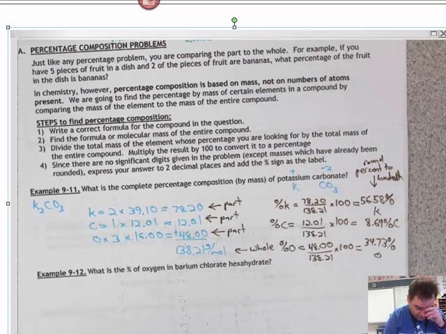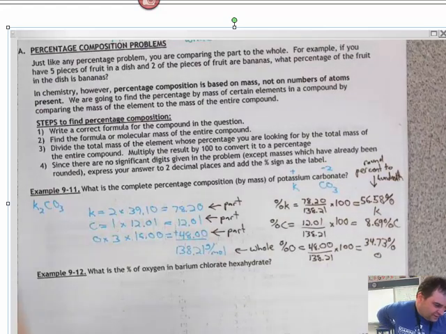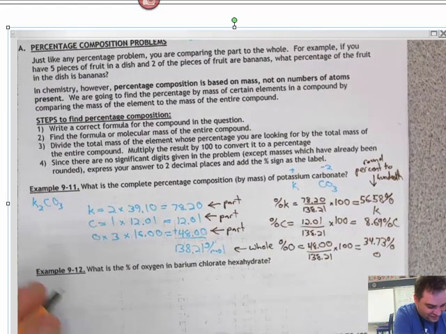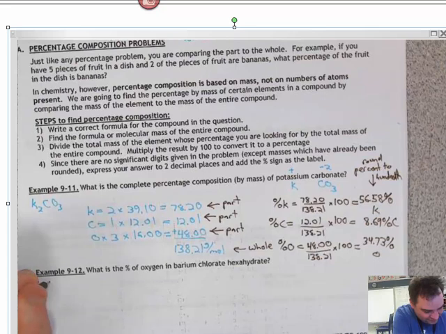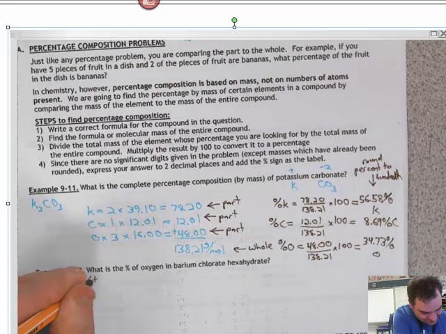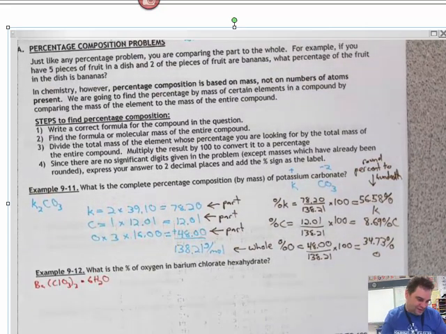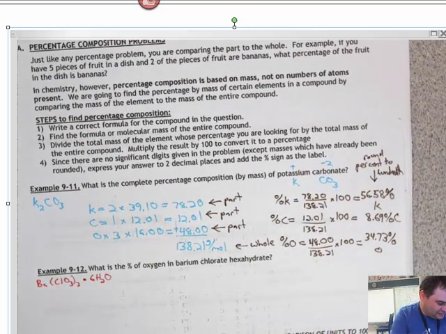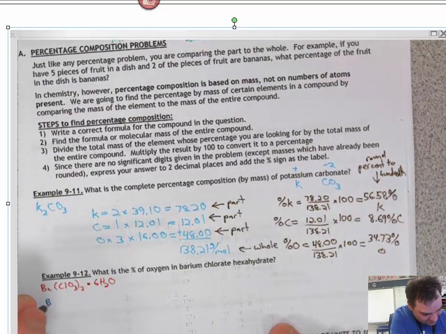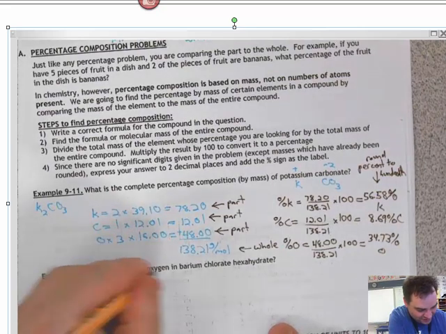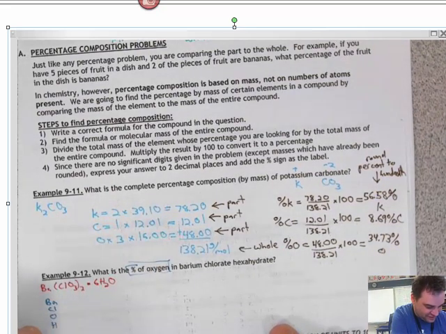Oh my goodness. We're back to barium chlorate hexahydrate again. Oh boy. Barium chlorate hexahydrate. The infamous BaClO3 twice, 6 waters. Okay, let's find the molar mass of this thing again. Barium, chlorine, oxygen. Now, since I'm looking for the percent oxygen in this one, I'm going to separate out my hydrogens and my oxygens. Actually, I'll just do it this way.